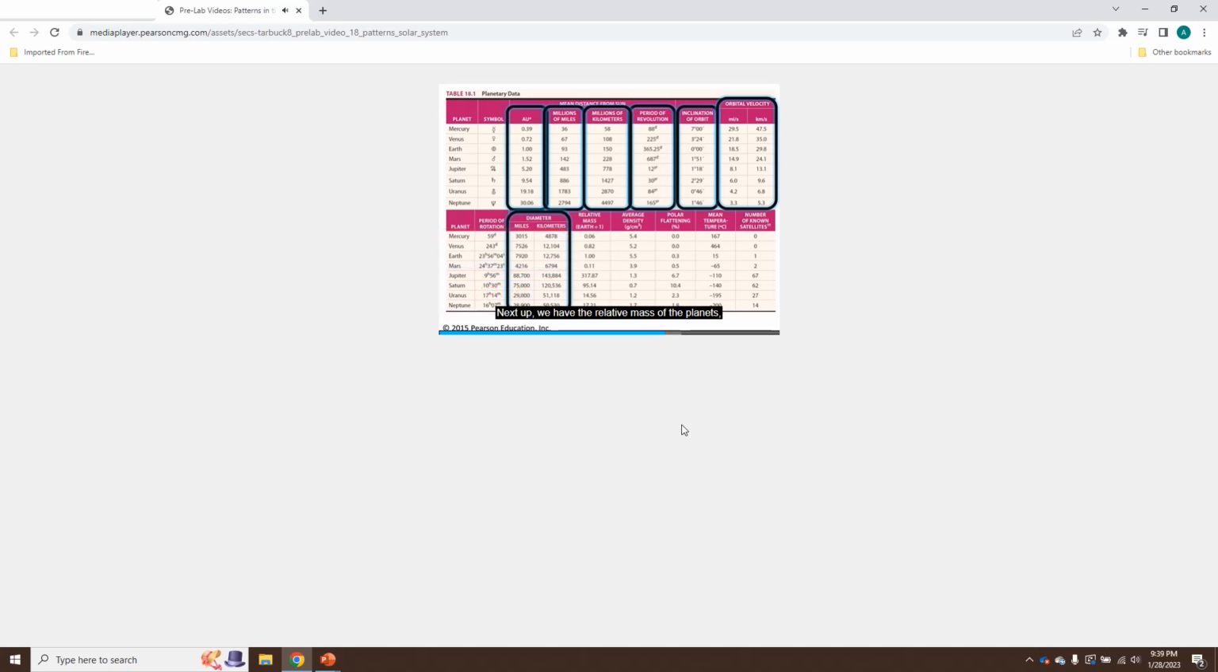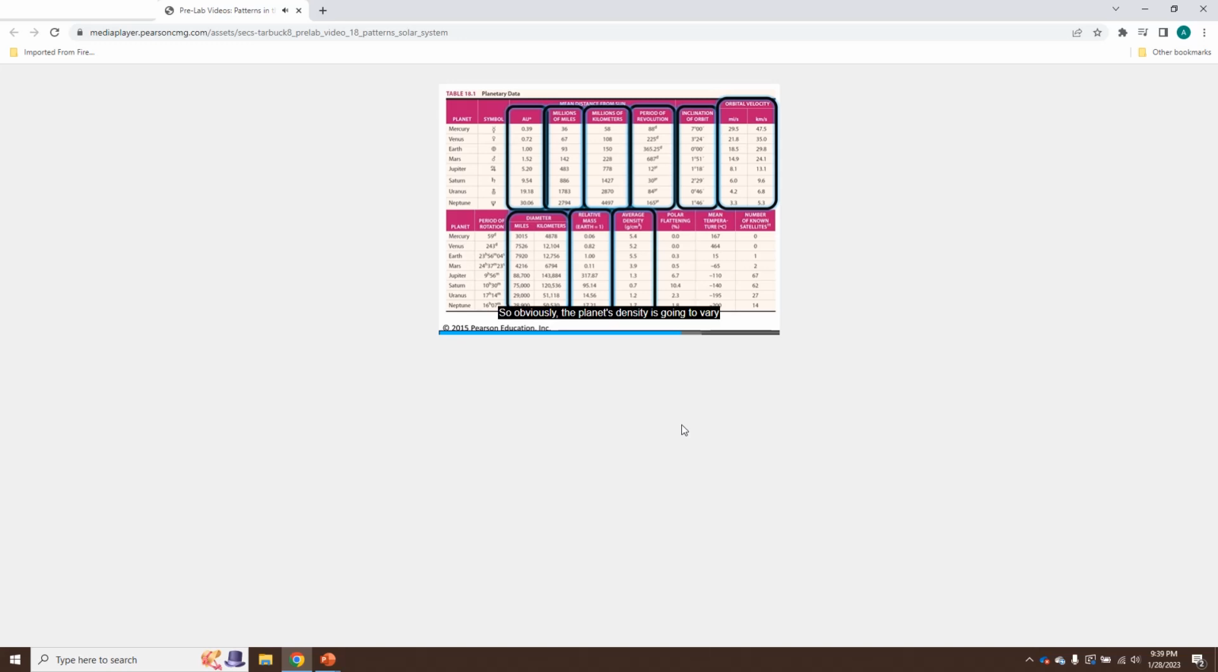Next up, we have the relative mass of the planets, where Earth is 1. So this is, again, relative to the Earth. And you can see that, say, Mercury is much smaller than Earth and Jupiter is much larger than Earth. You can use the mass of the planet as well as the volume, which can be calculated from the diameter. And using those together, you can calculate the average density of the planet.